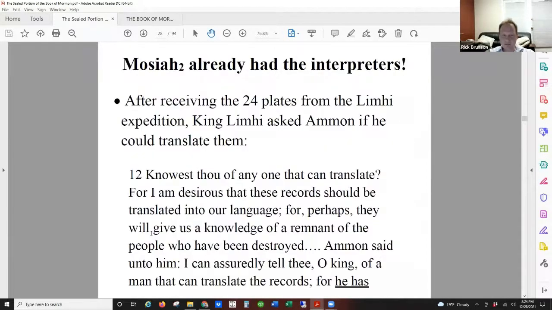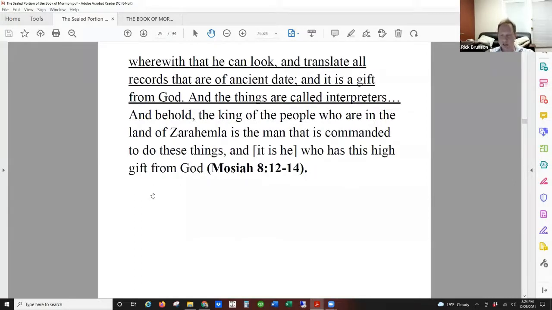So, for example, how do we know this? After receiving the 24 plates from the Limhi expedition, King Limhi asked Ammon if he could translate them. "Then knowest thou anyone that can translate? For I am desirous that these records should be translated into our language, for perhaps they will give us a knowledge of a remnant of the people who have been destroyed." Ammon said unto him, "I can assuredly tell thee, O king, of a man that can translate the records, for he has wherewith that he can look and translate all records that are of ancient date. And it is a gift from God. And the things are called interpreters, as I had them. And behold, the king of the people who are in the land of Zarahemla is the man that is commanded to do these things, and it is he who has the high gift from God."